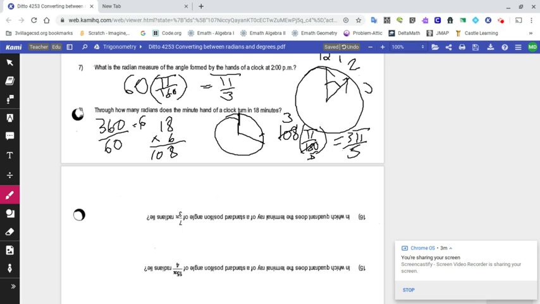And that's it for those two. Again, it's just what portion of the clock is represented by the time that they're giving you, whether it's in hours or minutes, and then what portion of 360 degrees is that, and then convert that to radians.